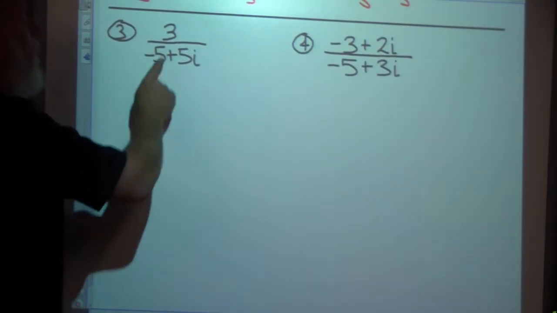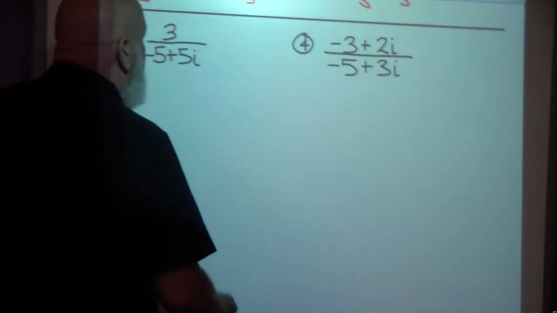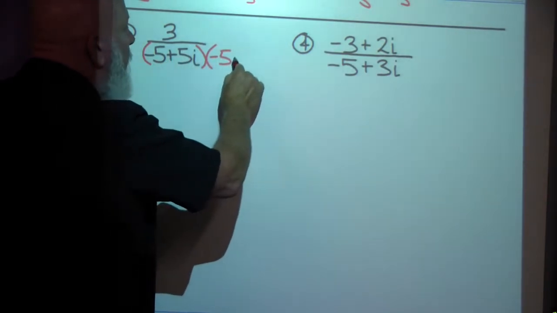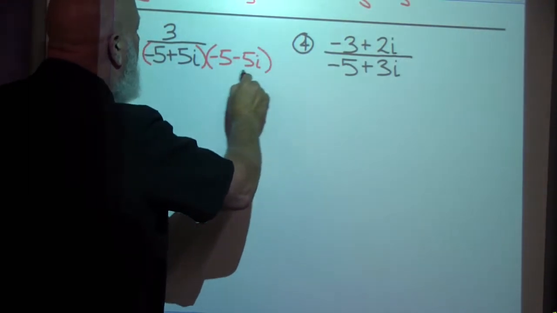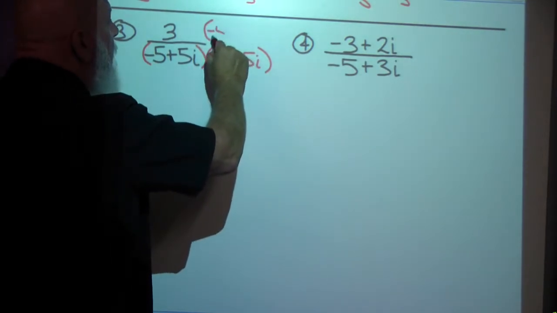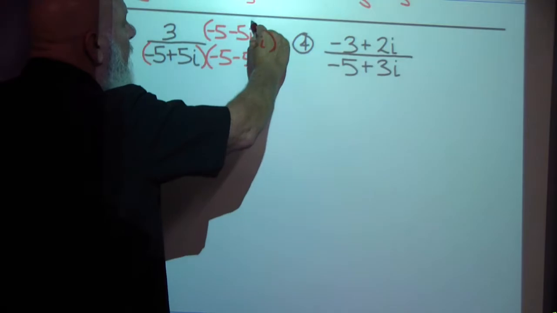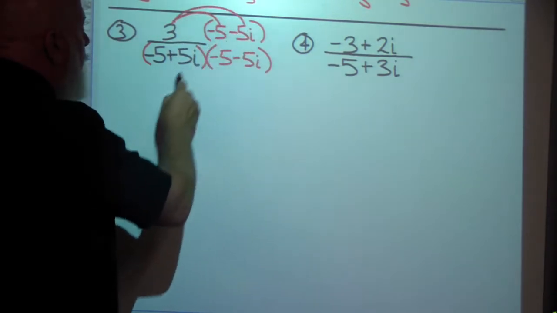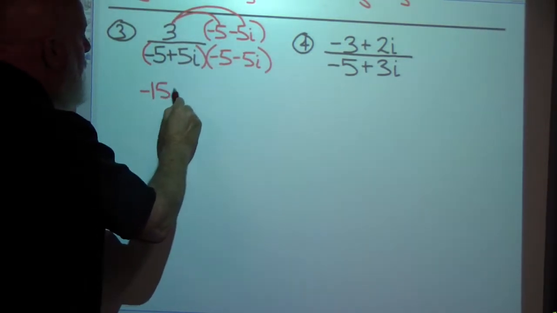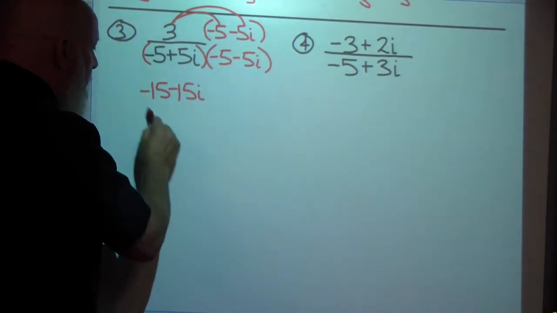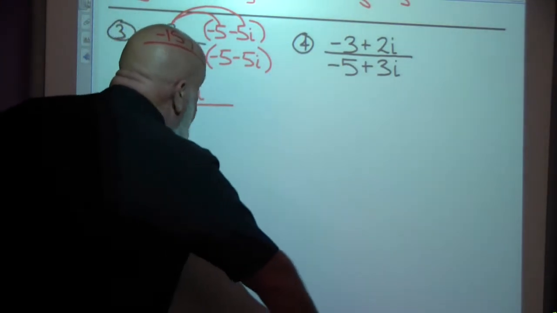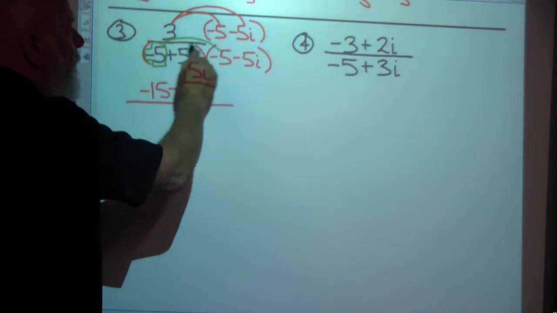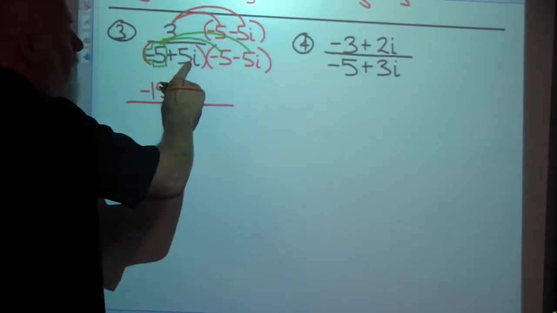All right, here we're going to do the same thing. We're going to find the complex conjugate of the denominator. Just change the sign in between. Multiply the top and bottom by the complex conjugate of the denominator, and then simplify if we can. In the top, I'm just going to distribute. That'll give me negative 15 minus 15I. In the bottom of the fraction, I'm going to have to FOIL. I'm going to take this negative 5 and distribute it, and then take the positive 5I and distribute that.